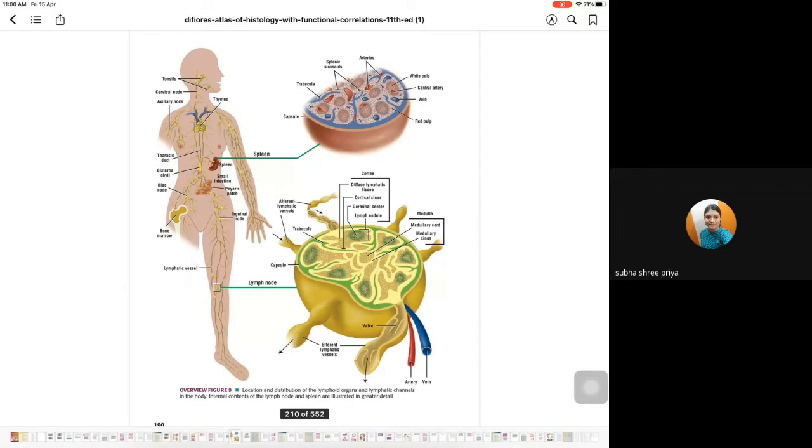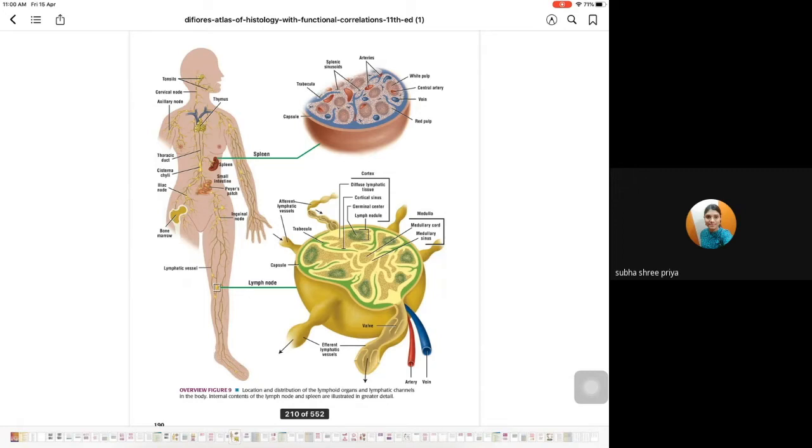And in a lymph node, we are seeing a cortex and medulla. In cortex, there are diffuse lymphatic tissues, cortical sinus, germinal center, and lymph node. And in medulla, we are seeing a medullary cord and medullary sinus. And surrounded by a capsule, afferent lymphatic vessels and efferent lymphatic vessels are present.